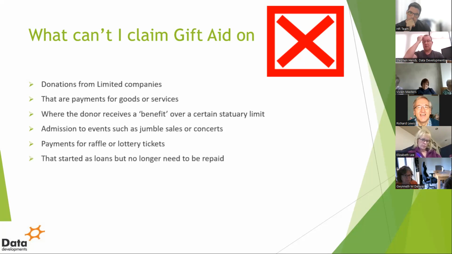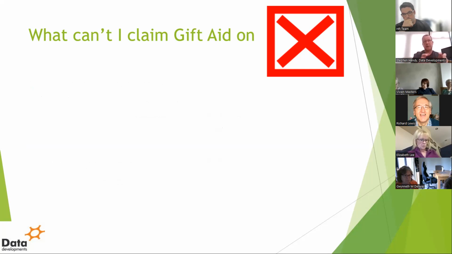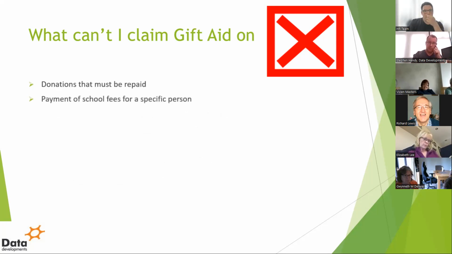Money that started off as a loan, but no longer needs to be paid. Now, there's an additional bit to that. A donor can't just say, you don't need to pay, treat it as gift aid. That's not how it works. But if it's done properly, you can turn it into a donation, which is then gift aid. And we'll cover that part. It's quite precise things you have to do, or you just have to get the right paperwork in place. Donations that must be repaid. If a donor donates and you've got to pay it back, it's not a free will donation. It's not for you to use, so you can't claim gift aid on it.